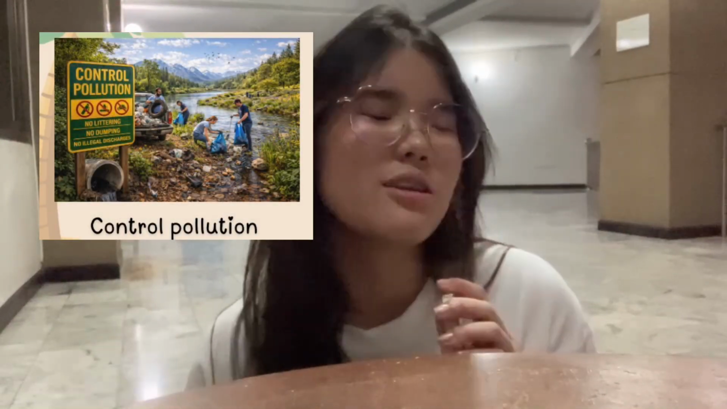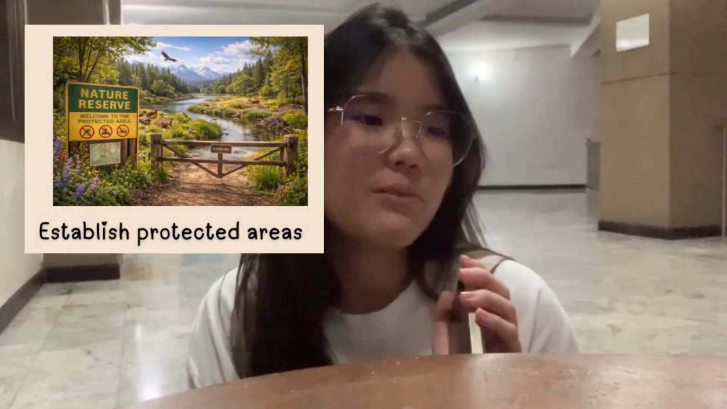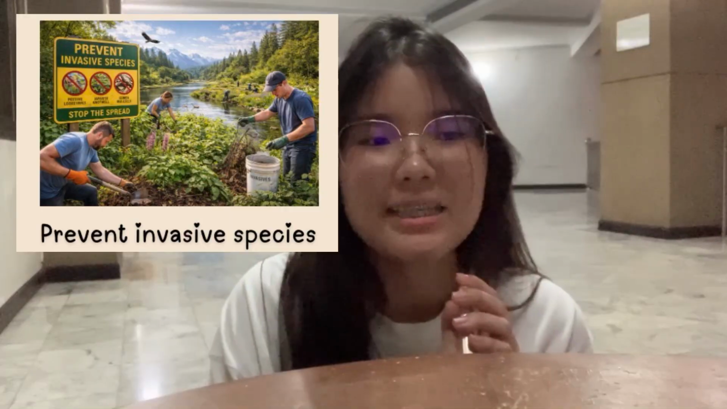And the fourth one is control pollution. Reducing plastic waste, chemicals, and wastewater entering the ocean improves environmental conditions for marine life. And the fifth one is establish protected areas. Creating conservation areas such as marine protected areas allows species to recover and maintain healthy populations. And the last one is prevent invasive species. Controlling non-native species helps protect native species and maintains ecosystem balance.